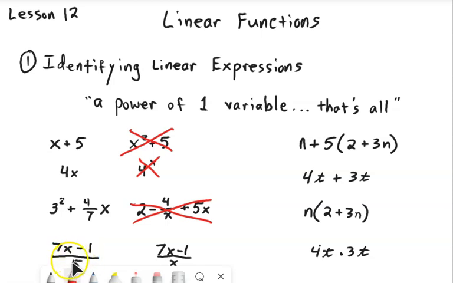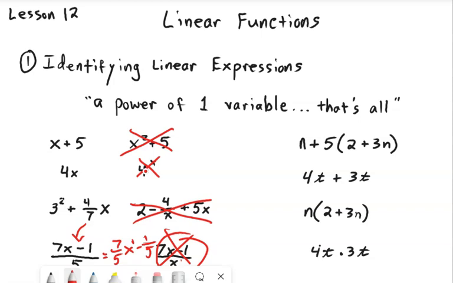Similarly here, we have 7x minus 1 over 5. Over 5 is fine. This is not a variable. We can have a fraction. This is 7 times x to the first power minus 1 over 5. Just so you know, this is the same thing as 7/5 x minus 1/5. And so we have x to the first power here. But this right here is 7x minus 1 over x, so this is a rational expression. This one's okay, that's a linear expression. But this one right here is a rational expression.